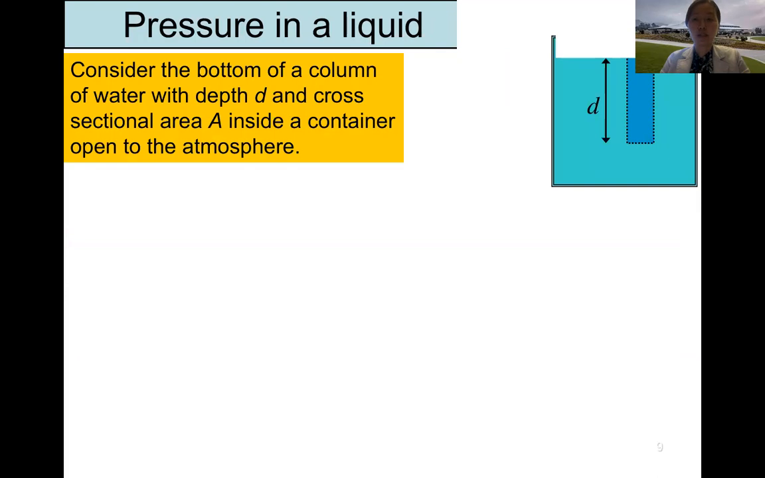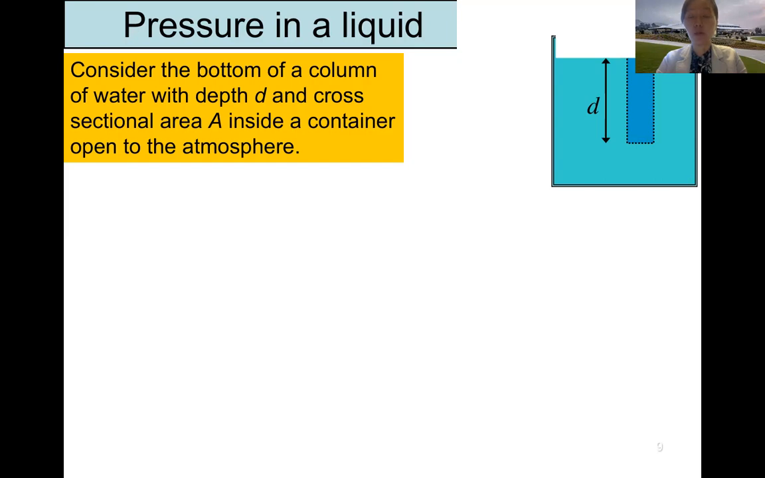So let's take a look at some of these calculations more quantitatively. First, let's look at the pressure inside a liquid. Here I have simply a container filled with water. Artificially, I separated a column of water with height D and a cross section of A. Of course, you can't really separate this, but just imagine a column of water with that much depth and that much area.